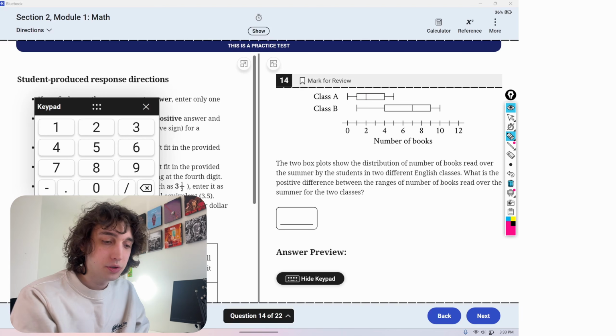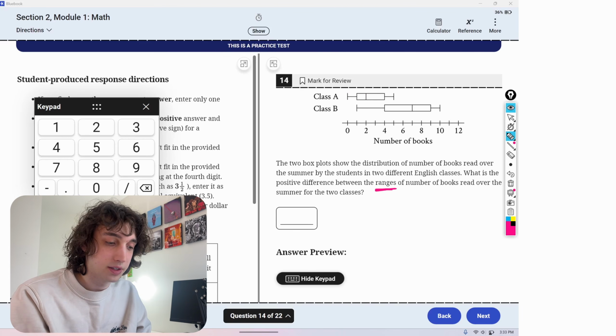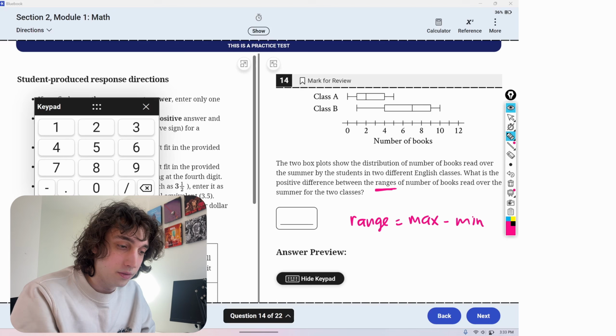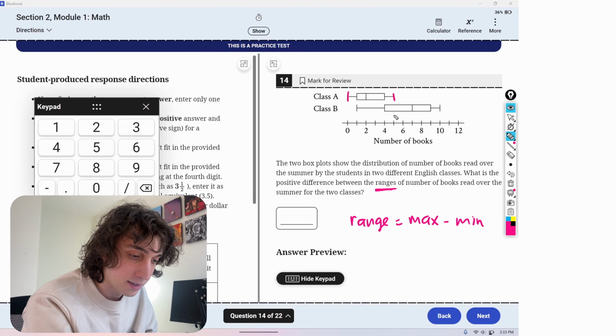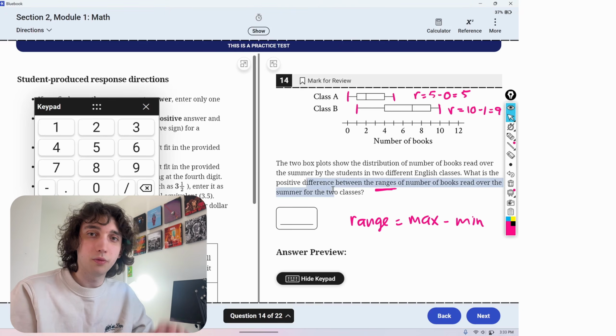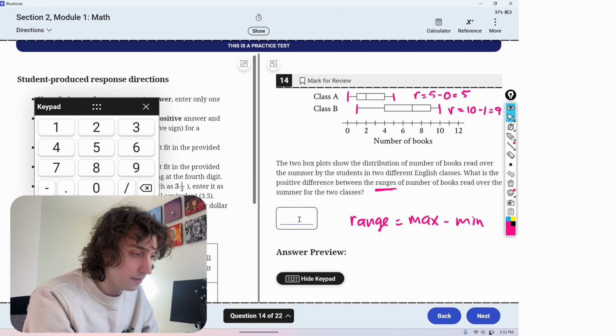That's important. So we're asked, what's the positive difference between the ranges of number of books read over the summer for the two classes? The range of a data set is just the maximum value minus the minimum value. So we want the range of class A, that's 5 minus 0, so 5. And we want the range of class B, that's 10 minus 1, which is 9. And so your answer is the difference between the ranges. The word difference always indicates subtraction, so we can think of this as 9 minus 5, which is 4.